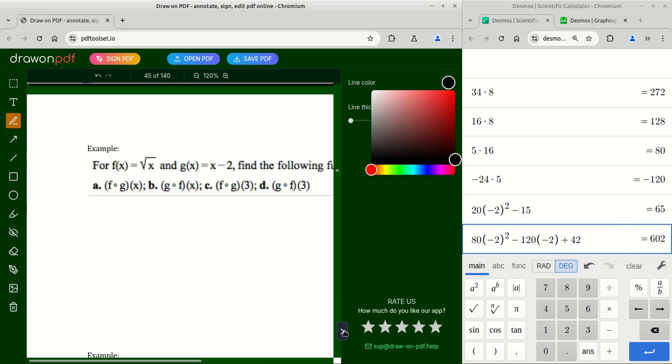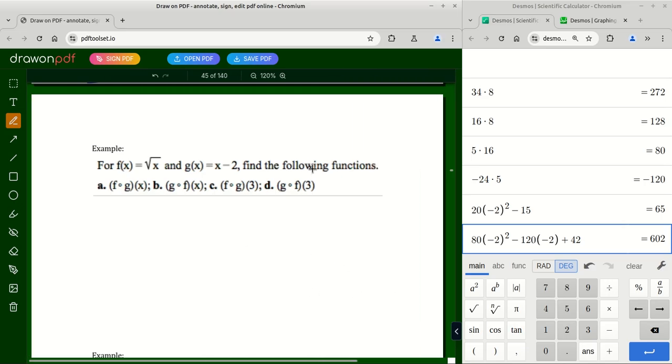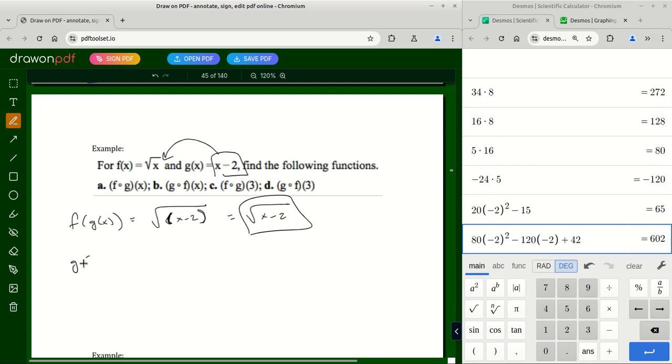Here we go. Okay, so they're wanting to do the same thing. I'm going to take my g and plug it in here. So my f of g of x, part A, is the square root of blank. What goes inside of that blank is this x minus 2. There's not much else to do here. You're done. That was it.